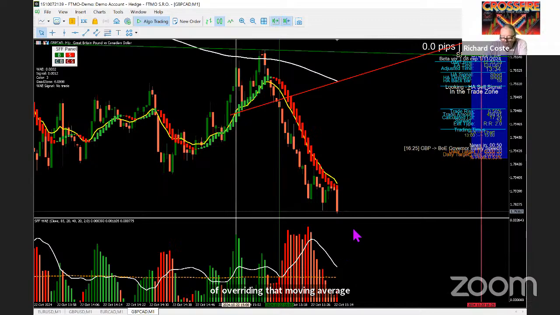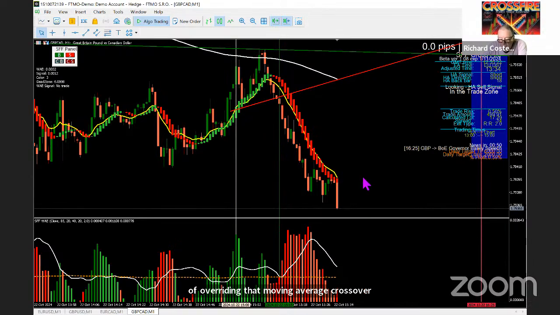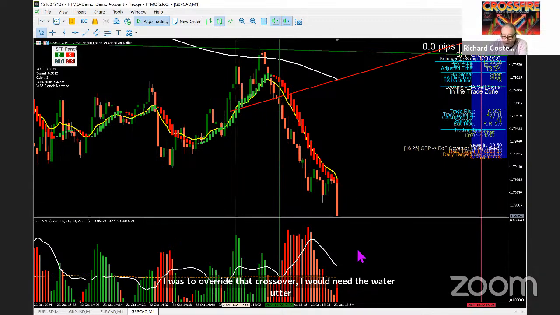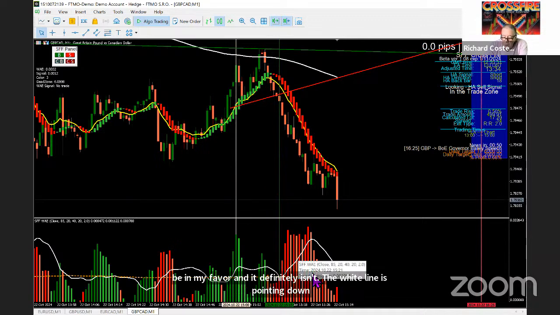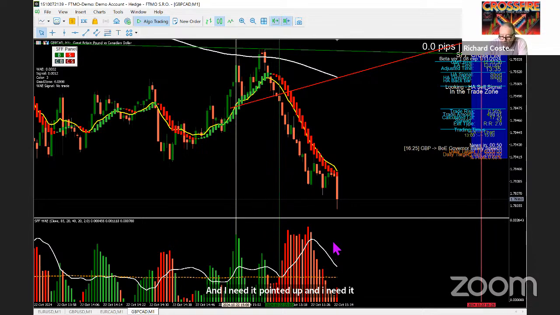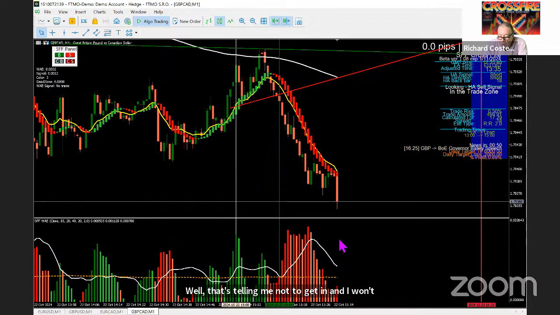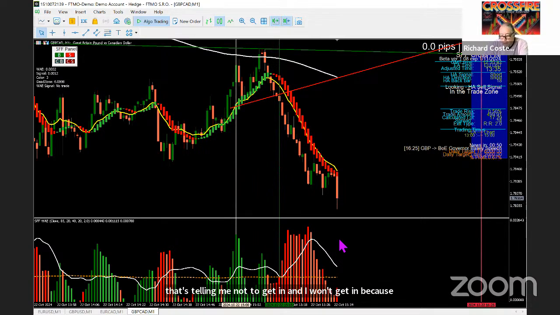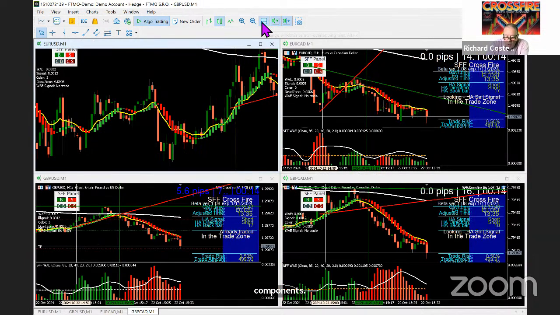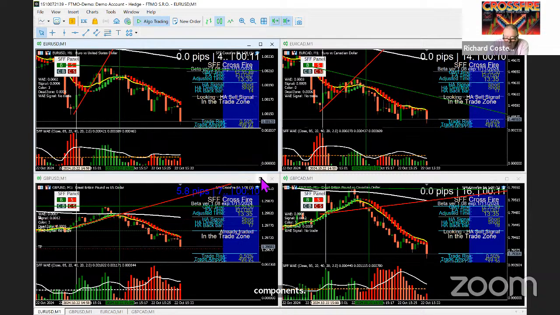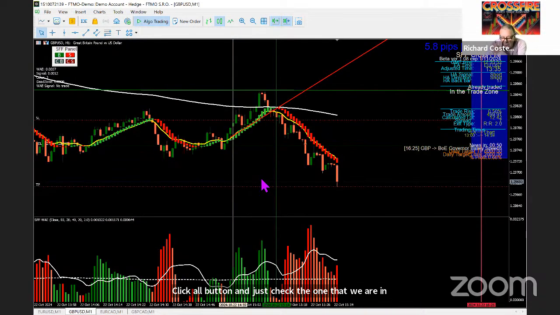But if I was to override that crossover, I would need the Waddah Attar to be in my favor, and it definitely isn't. The white line is pointing down, and I need it pointing up, and I need the histogram bars to be above the white line. So that's telling me not to get in, and I won't get in because I've only got 2 out of the 4 components. If I go back and just check the one that we are in, and then I'll go back to the settings and work through the settings.